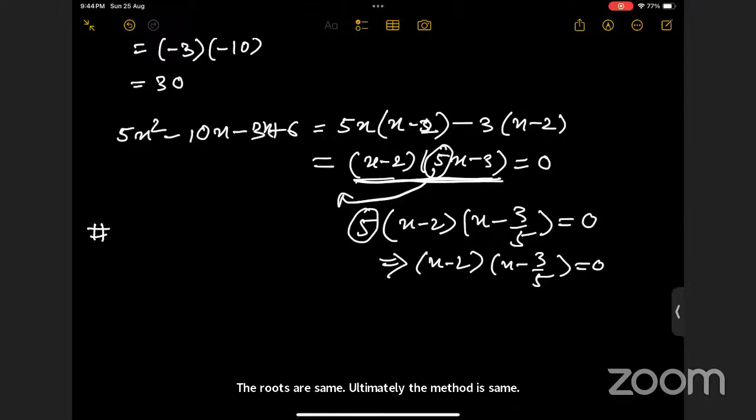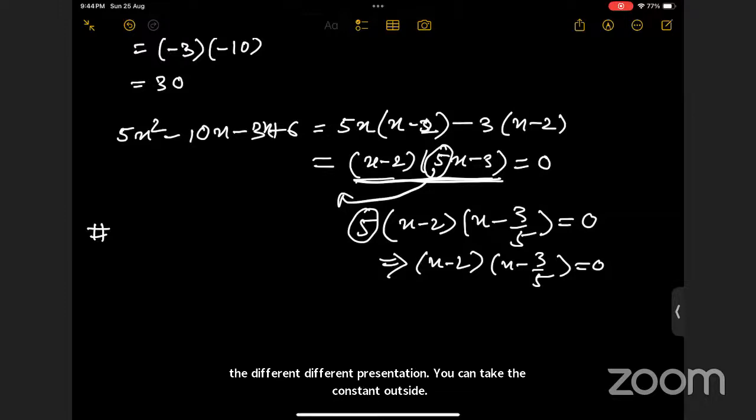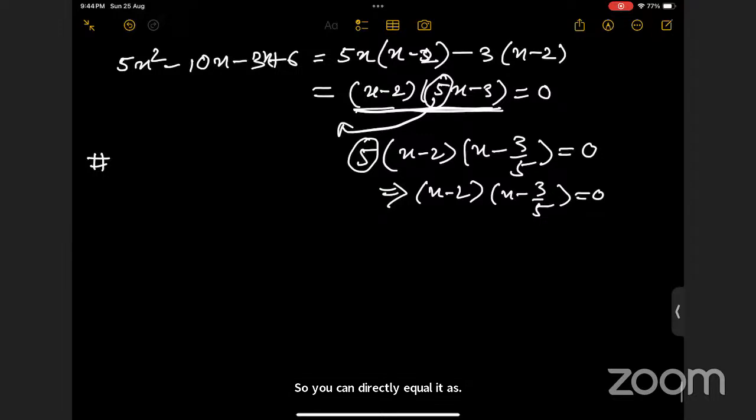Different ways to represent the same thing. Yes, this is a different representation. You can take the constant outside, or you cannot take the constant outside. I don't think there is any meaning in doing one more extra step. So you can directly equate it to 0 and directly find the roots.